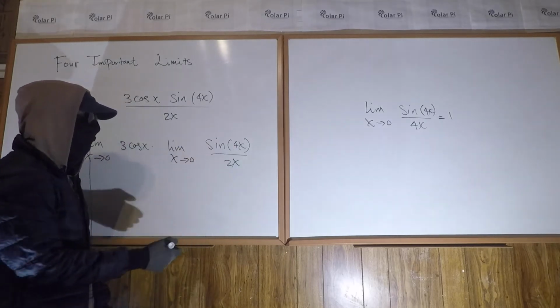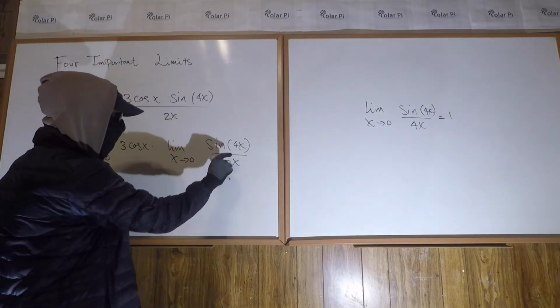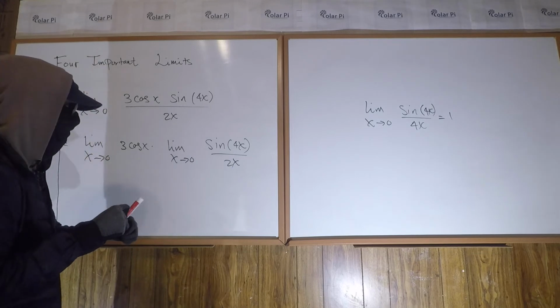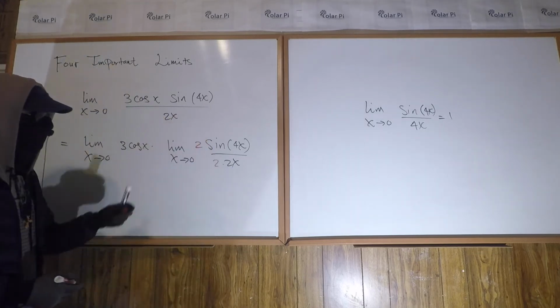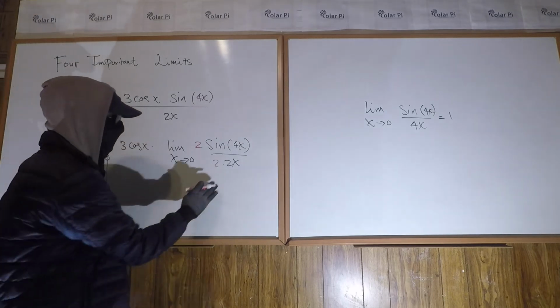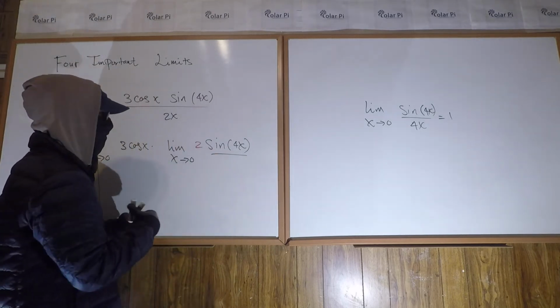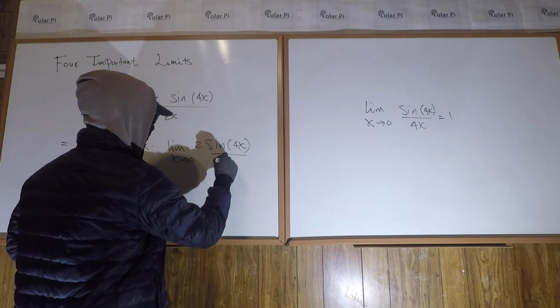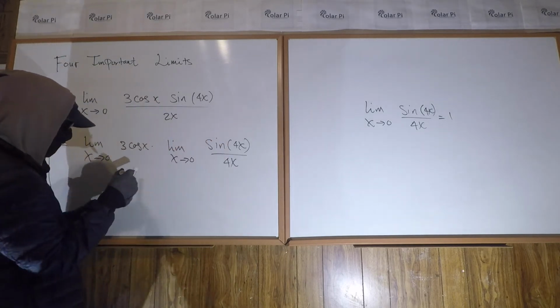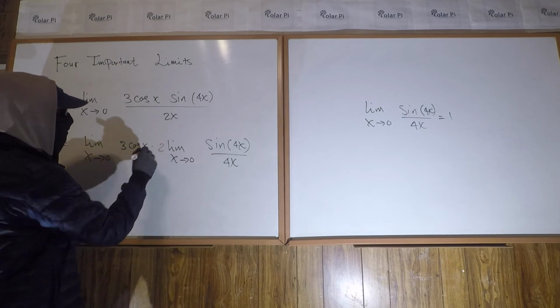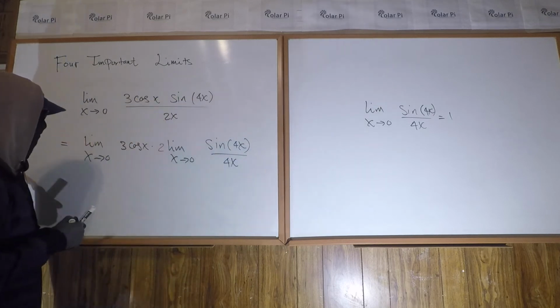4x and 2x, no good. We need this 4x and this 2x to be the same, but it's an easy fix. You throw on a 2 there, you throw on a 2 there. That is multiplying by 2 over 2, which is multiplying by 1. And now this is 4x over 4x. And using the other limit property, which is that we can throw a constant in front, I'm going to put the 2 right here. Now, as I just said, this limit is equal to 1.